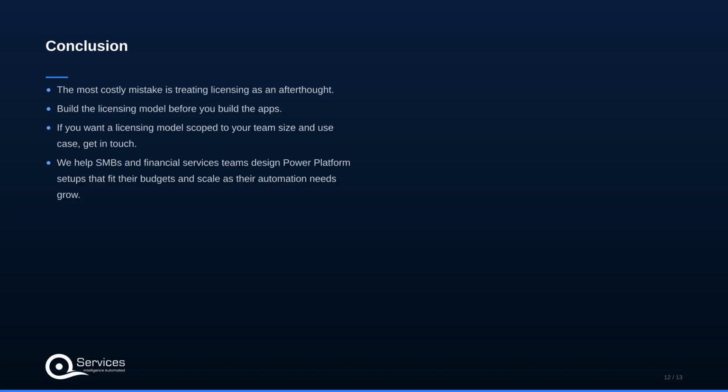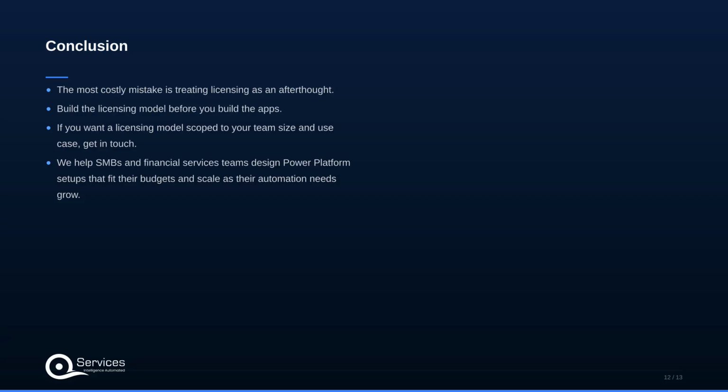Power Platform licensing for SMBs in 2026 is manageable once you understand where the real costs come from: premium connectors, Dataverse capacity overages, and plan type mismatches between per user and per flow options. A 50-person SMB running meaningful automation across Power Apps, Power Automate, and Power BI can realistically stay under $1,000 per month with thoughtful plan selection.